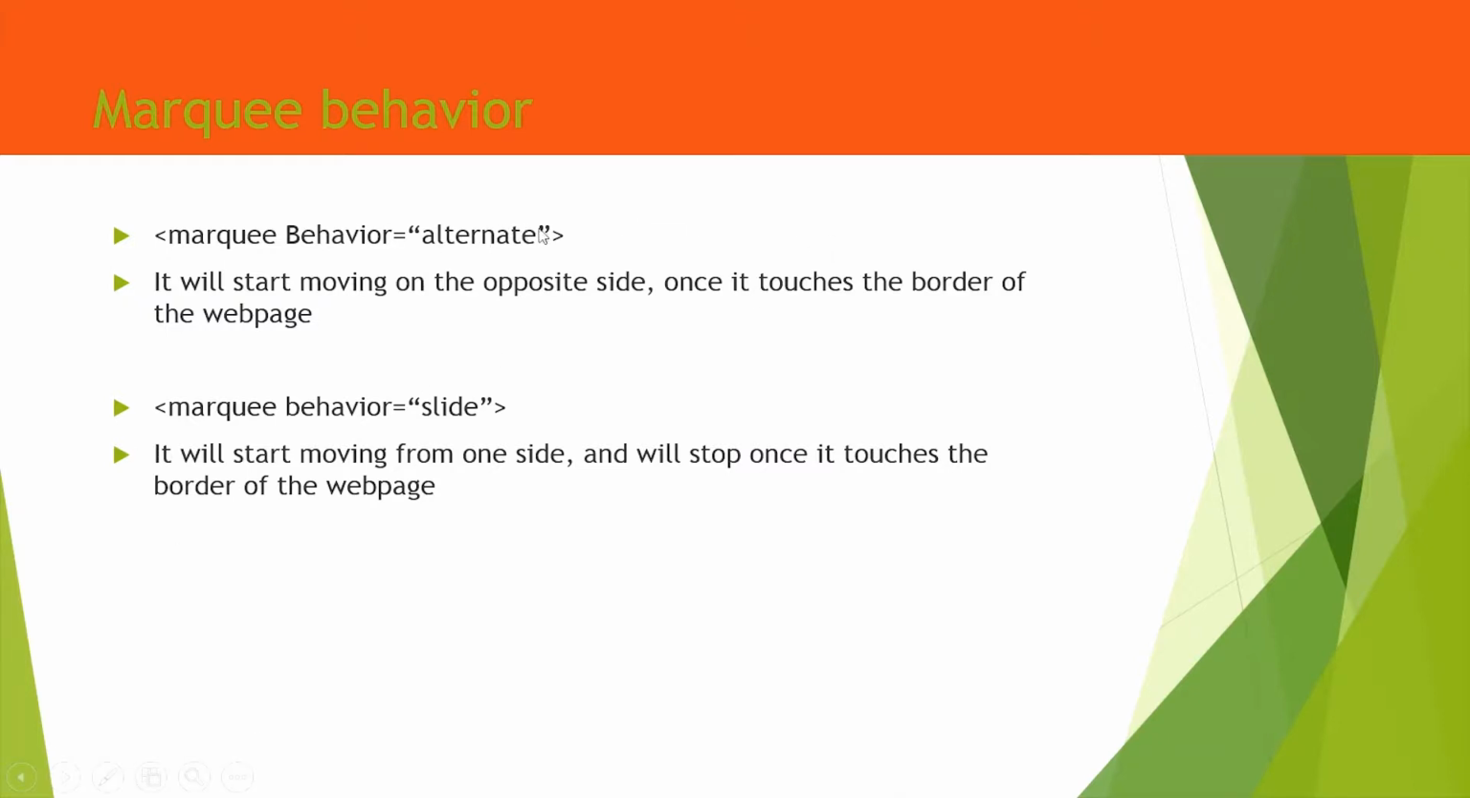What does alternate do? It will start moving to the opposite side once it touches the border of the web page. Let's suppose our Marquee tag starts from here, it will move like this. Once it touches this border of the web page, it will start moving to the opposite side, again from this side. And slide: once it starts moving from one side and reaches the border of the web page, it will stop moving and stay there.